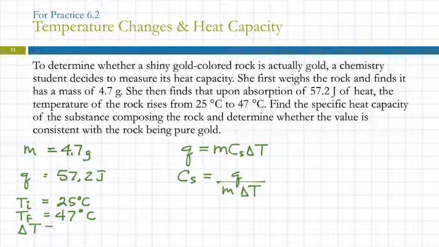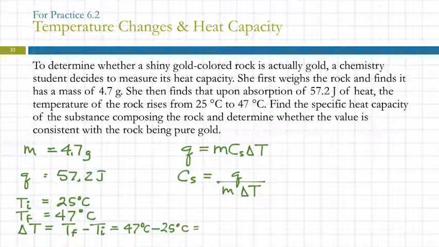Delta T, delta always means final minus initial. That's the final temperature minus the initial temperature. So the final is 47. The initial is 25. So I believe that's 22. The change in temperature is a positive number. That tells me the temperature went up. And I can use that to see, did I do this calculation right? Yeah, it went from 25 to 47, it went up, so I need a positive. If the temperature goes down, then the change in temperature is negative.